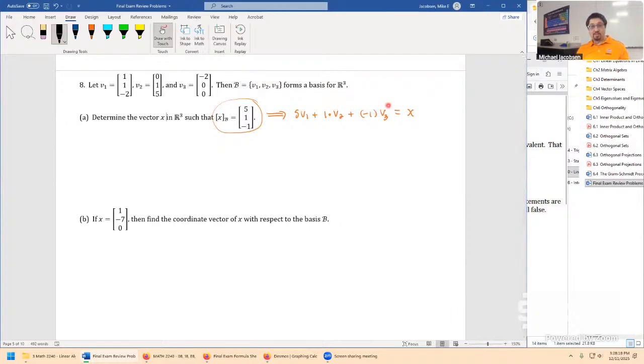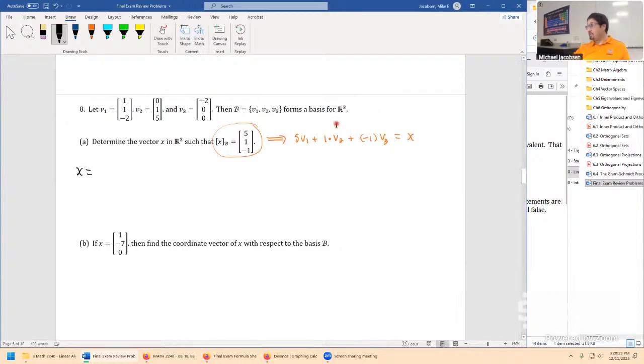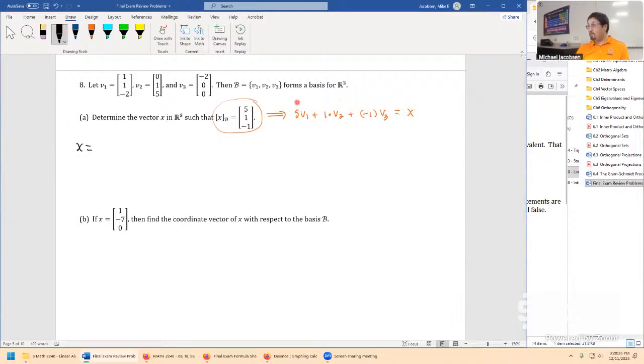So we can decode this, find out what the vector x is, just by doing the linear combination. Take 5 times v1, that's going to be 5, 5, -10. 1 times v2 is going to be just plus 0, 1, 5. The original v2 vector, plus -1 times v3 is going to give us 2, 0, 0.